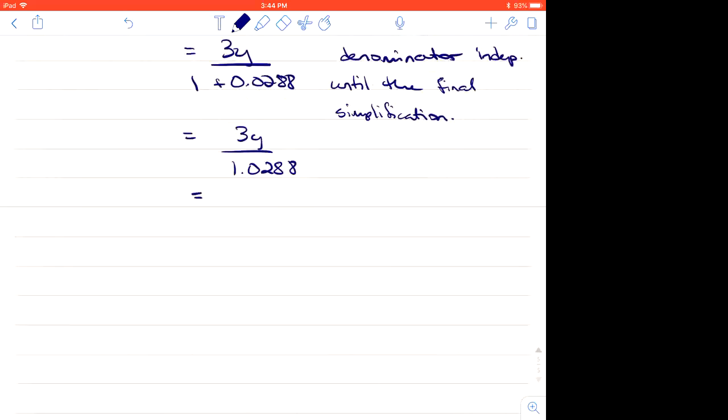So 3 over 1.0288 times y, that's the same thing, right? So we can rewrite it that way. And then we can finally simplify our term. It becomes 2.916 times y.